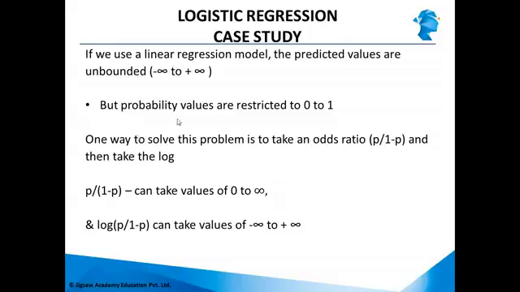So remember, we are still using the p value, the probability value. Probability values are restricted to from 0 to 1. However, if I take the odds ratio, then they become from 0 to infinity. If I take the log of this, then I am allowing values of minus infinity to plus infinity. So this is how I reconcile the linear regression model with a binary outcome.